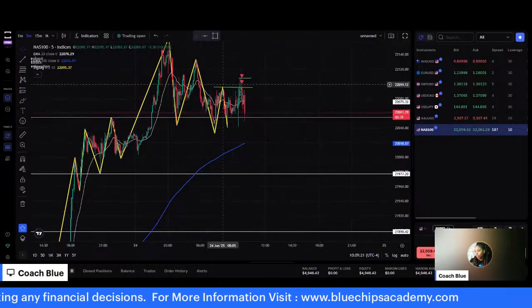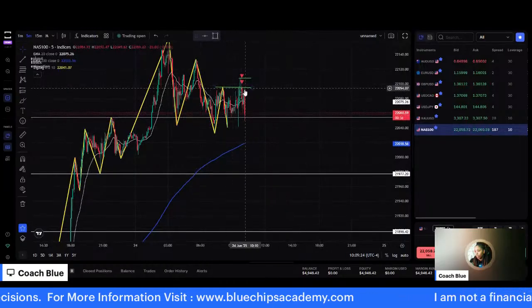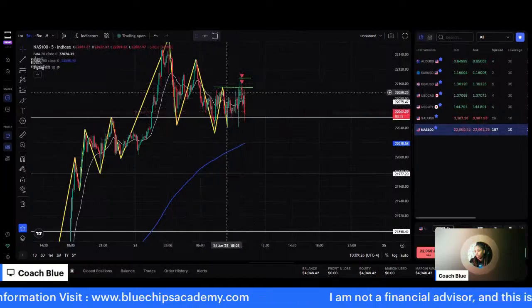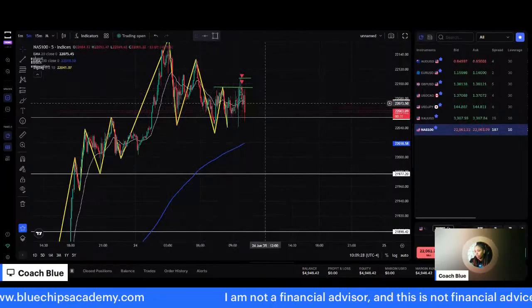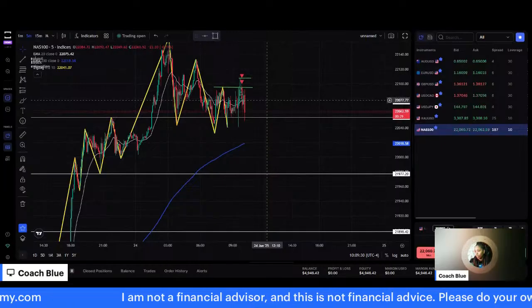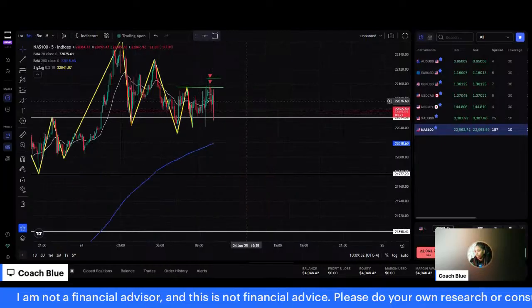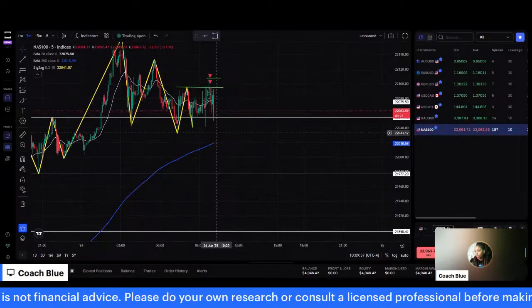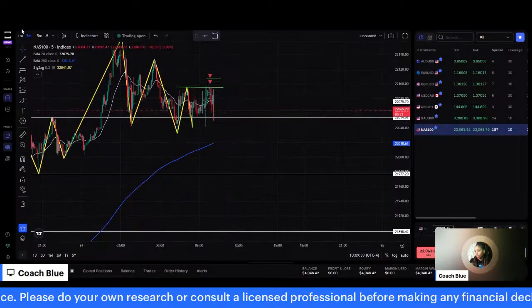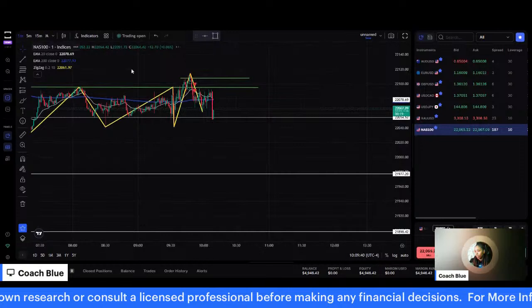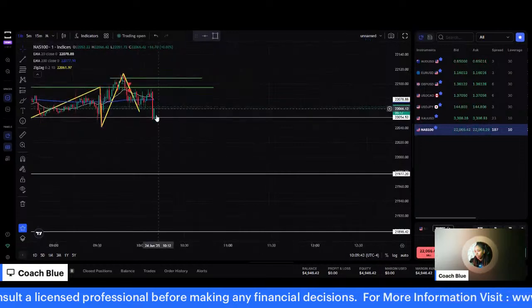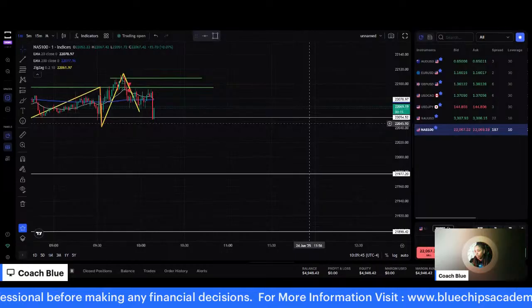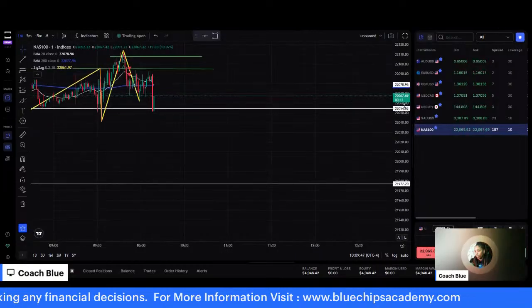We broke out of this area, but it's just a lot of indecisiveness. That's something you cannot avoid. And so, you just got to play the game. Let's see here. So we got a strong red candle that came out of there. But now looks like we're getting a strong bullish candle too.